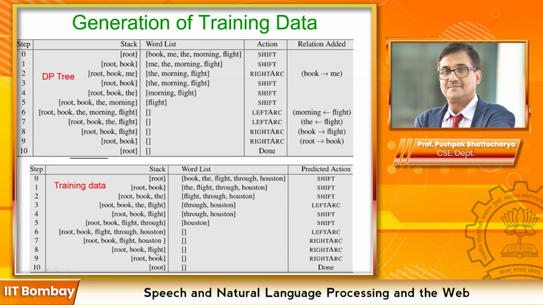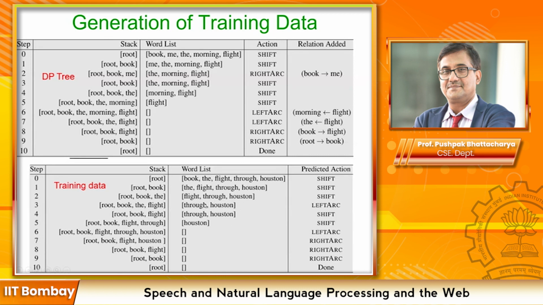Now book and flight are there. I do a right arc, flight goes out, and then root and book remain, right arc between root and book, and then finally root remains. So this is not really parsing. The parsing has already been done for me. The dependency tree is in front of me. I just observe the dependency tree and kind of simulate the parse operation for generating the training data.